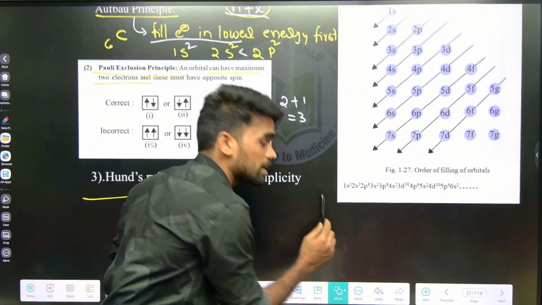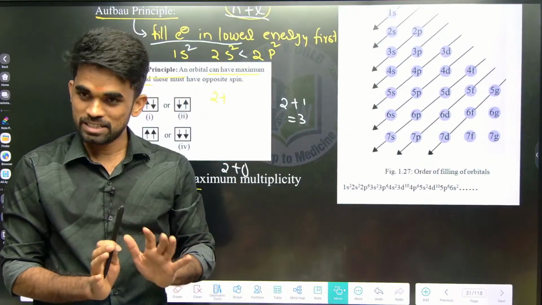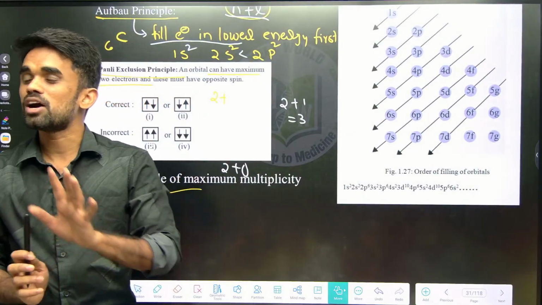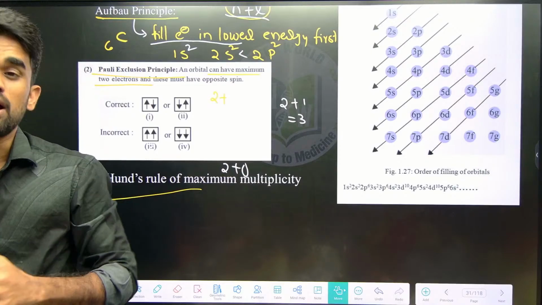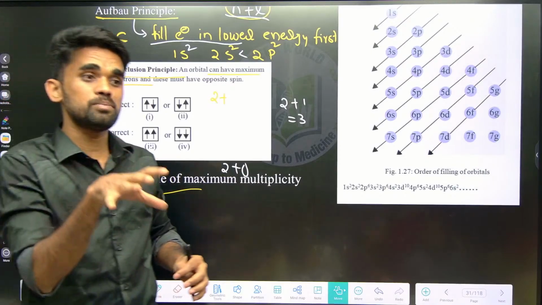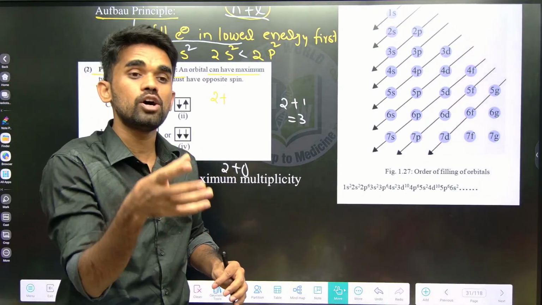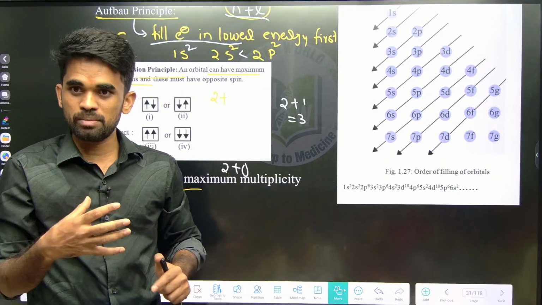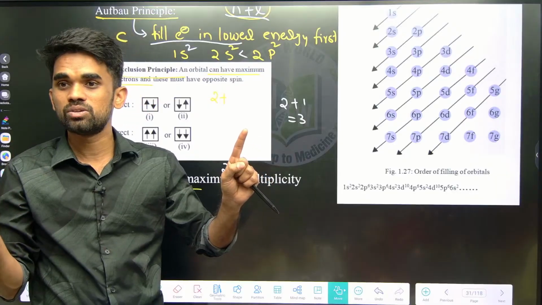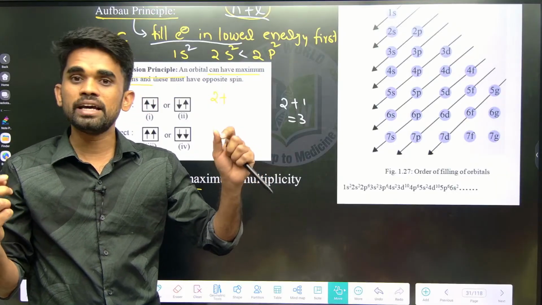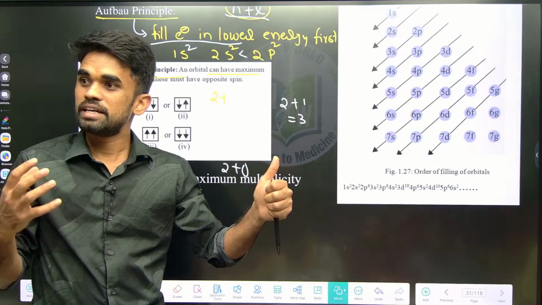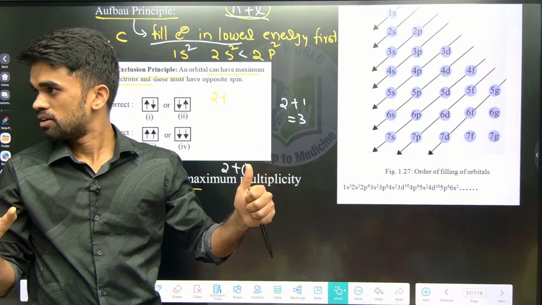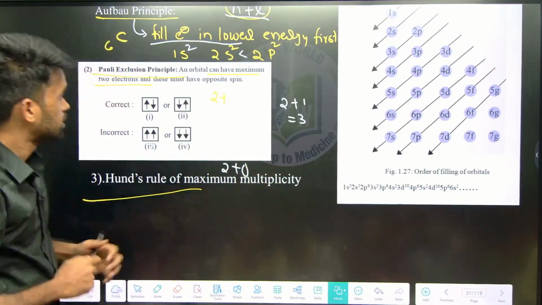Orbital means how many electrons do we fill? Double. That is what they are asking. If I ask you how many electrons a p subshell accommodates, this is your answer: p subshell means 6. P orbital means 2. Is this clear? D orbital means 2, d subshell means 10. Do you get the difference here?